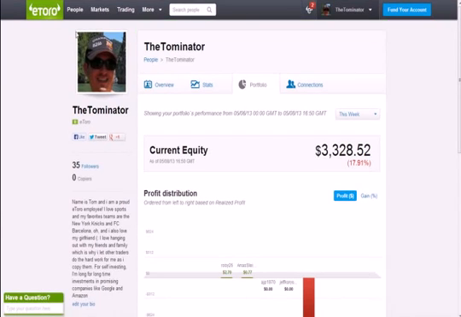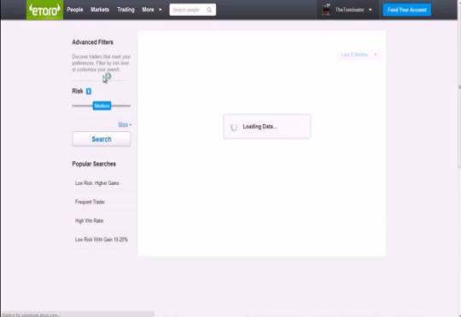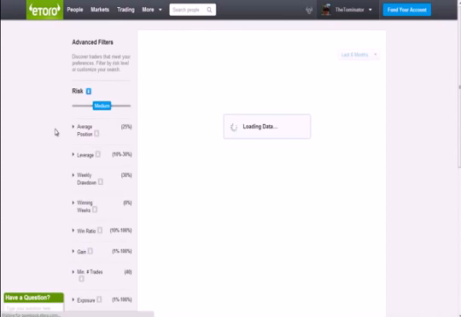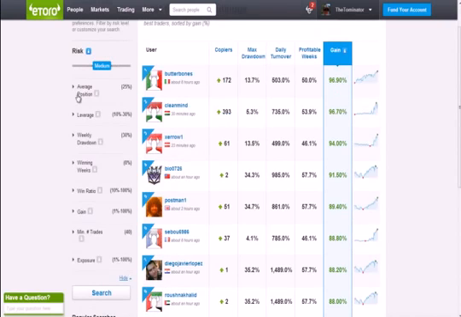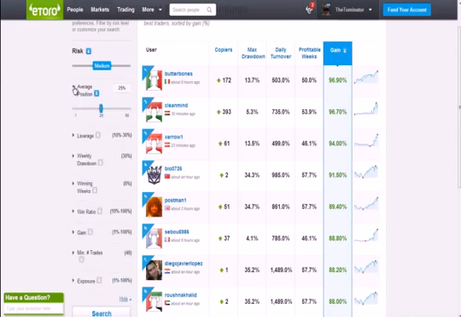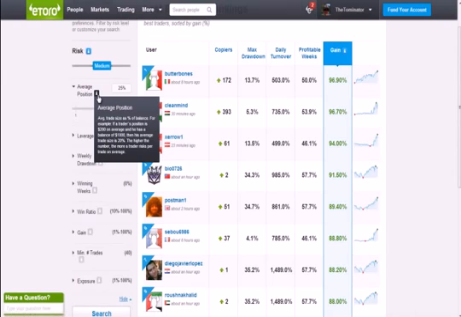Another important way to find the people that we want to copy is by using our advanced filters. Over here, you can choose how to filter out only the traders that you want to see. You have different parameters starting from average position, leverage, and weekly drawdown, and also gain, minimum number of trades, and the exposure. Each and every one of these parameters can be opened and set according to your desire. On each and every one of these parameters, there is an information and explanation about the parameter itself.